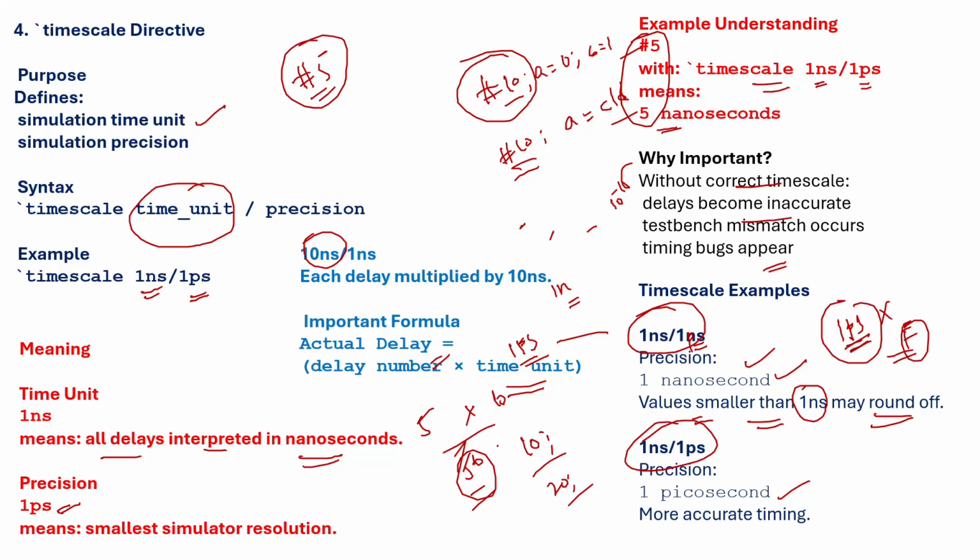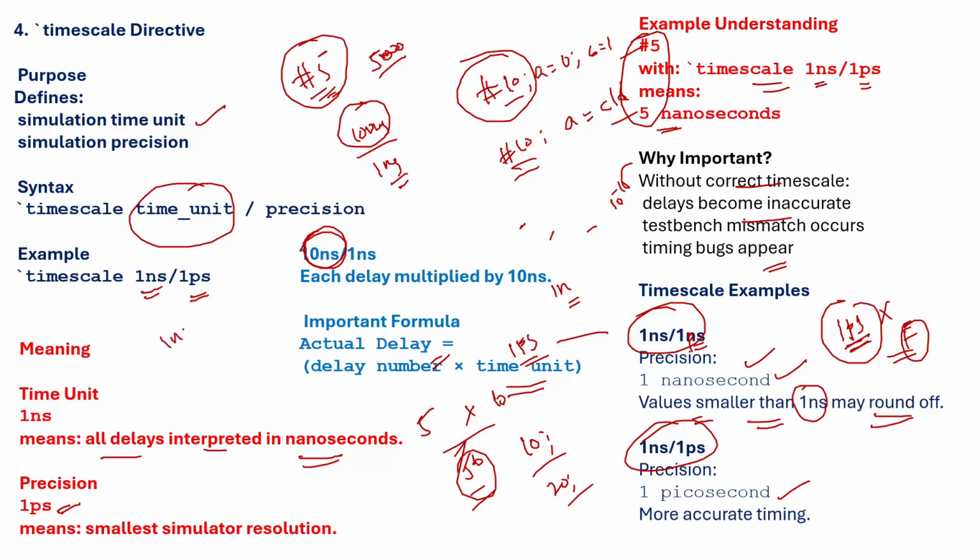Understood how it is taking that? The actual delay will be multiplied. Suppose 100 nanosecond by 1 nanosecond is considered, so 100 into 5, then 500 nanoseconds will be the delay. Okay, clear? Any doubt in this? Every time the delay value should be multiplied by this time unit scale. The precision value is not involved in that. If you add the precision value also, then it will change the values.